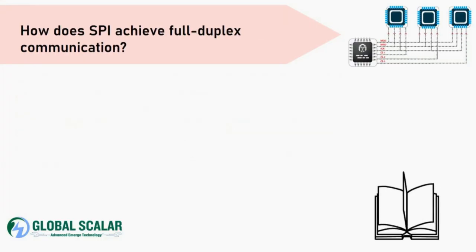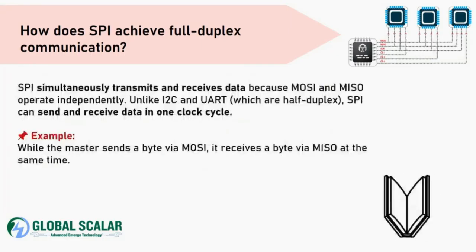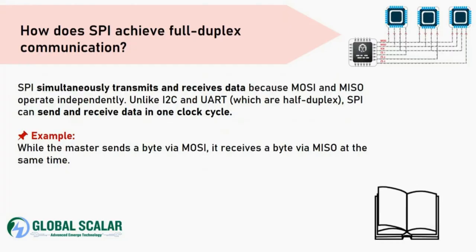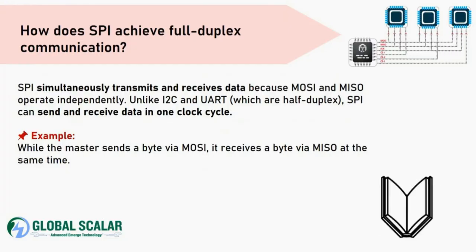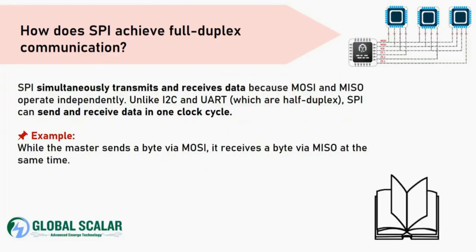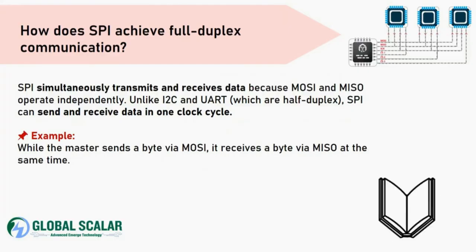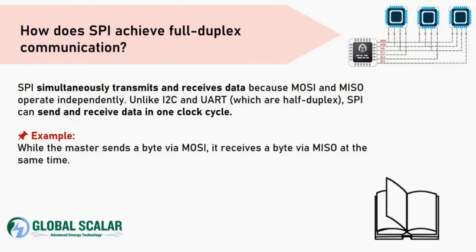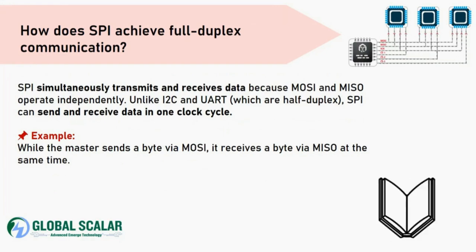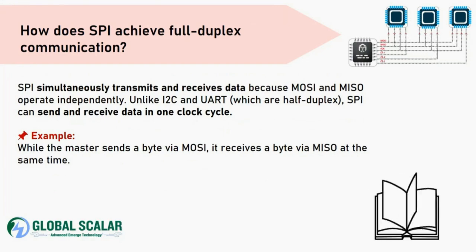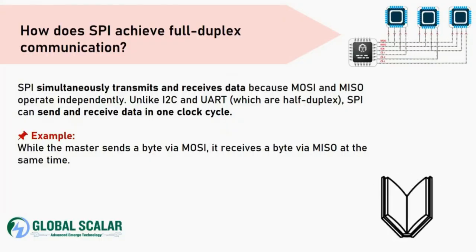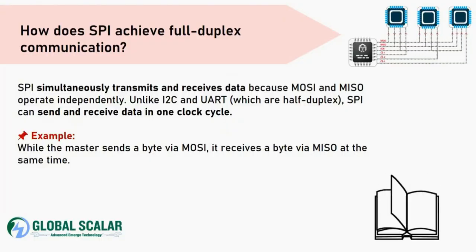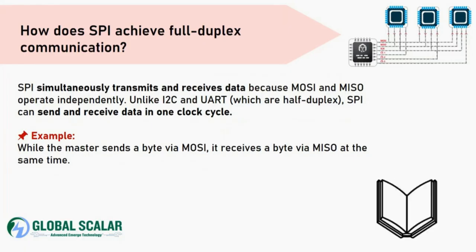How does SPI achieve full duplex communication? SPI simultaneously transmits and receives data because master output slave input and master input slave output operate independently, unlike I2C and UART. SPI can transfer and receive data in one clock cycle. The example of this is when the master sends a byte via the master output slave input, from the master end it receives from the slave at the same time.